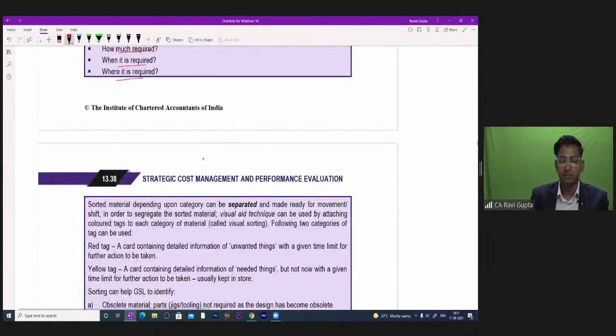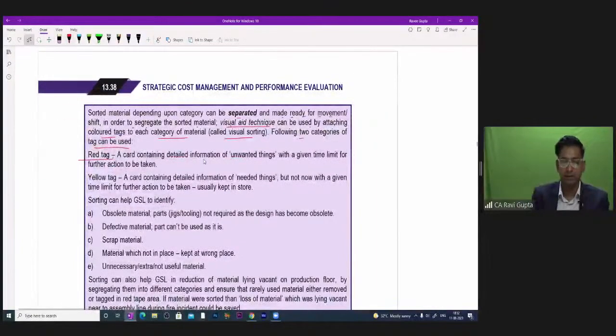Sorted material depends upon the category that can be separated and made ready for the movement shift in order to segregate the sorted material. Visual aid techniques can be used by attaching color tags to each category of material, called visual sorting. Following two category tags can be used. So that is, a red tag, a card containing detailed information of unwanted things, which gives a time limit for the further action to be taken.